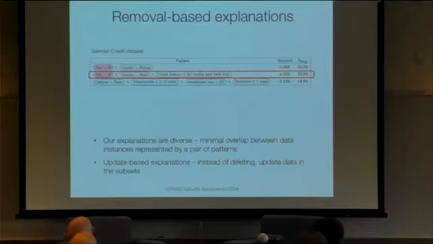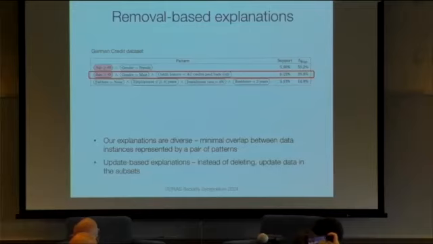And these explanations are diverse. There is minimal overlap between the data instances that are part of these subsets. We also looked at the case where we don't want to remove the data points, but instead, can we just update them? We have worked on that. There are details in the paper. They are long and boring, but even by updating, we can reduce the bias by much.